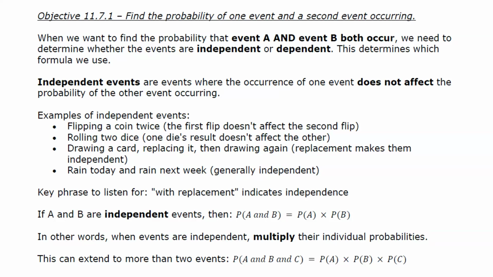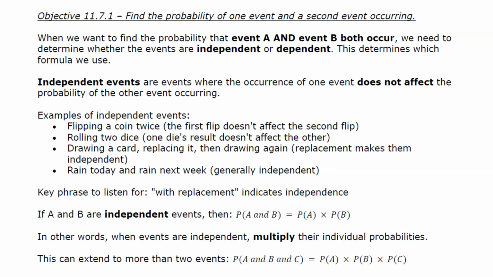Examples of independent events include flipping a coin twice, because the first flip doesn't affect the second flip; rolling two dice, where one die result doesn't affect the other; and drawing a card, replacing it, and then drawing again. Replacement makes them independent because you restart with all of your cards. Rain today and rain next week are generally independent. If it rains on Tuesday, it doesn't affect rain the following Tuesday. So the key phrase to listen for when identifying independence is "with replacement," because that usually indicates independence.